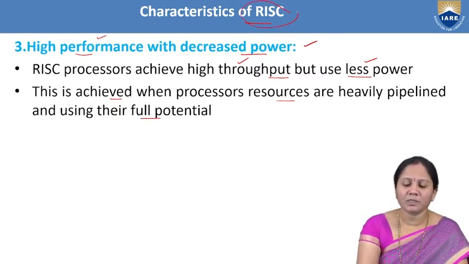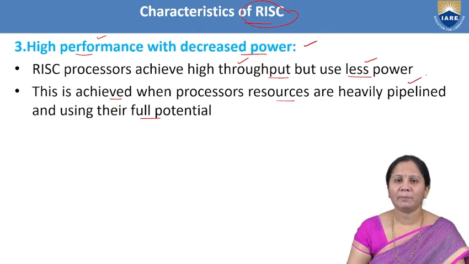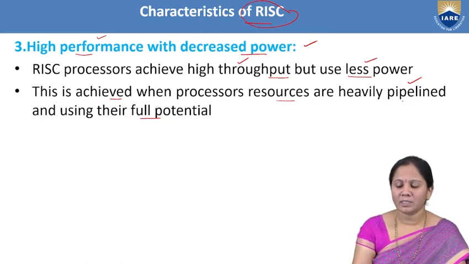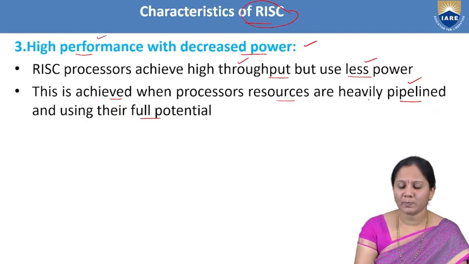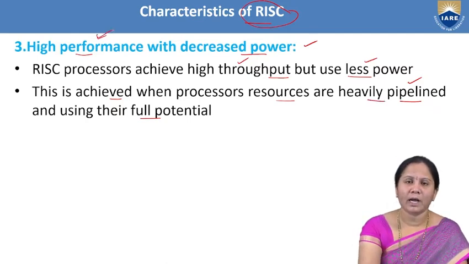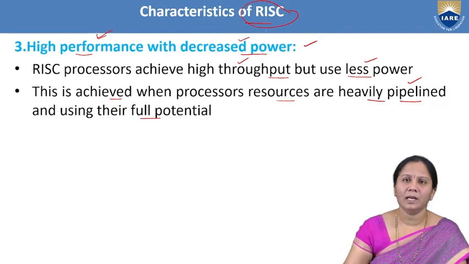RISC processors support the pipeline concept. Pipelining means the execution of instructions is overlapped in nature. That means in one clock cycle the first instruction is fetched, and in the next clock cycle it goes for decoding. When the first instruction comes into decoding, the second instruction is fetched. RISC architecture supports this pipeline mechanism, whereas CISC architecture is non-pipelined. Because of pipelining, we get high throughput while using less power.